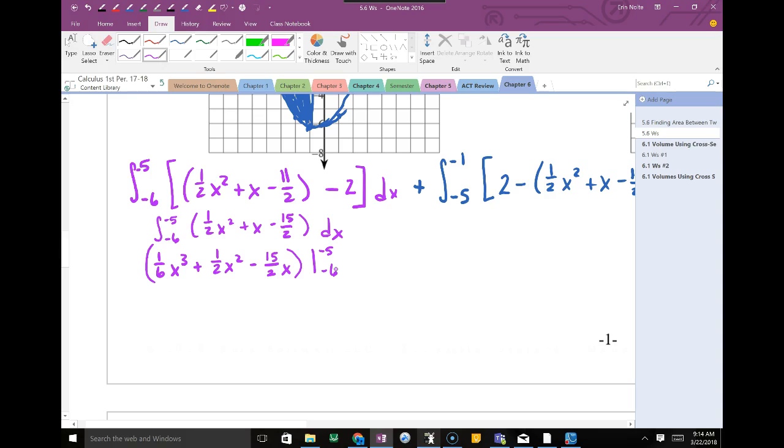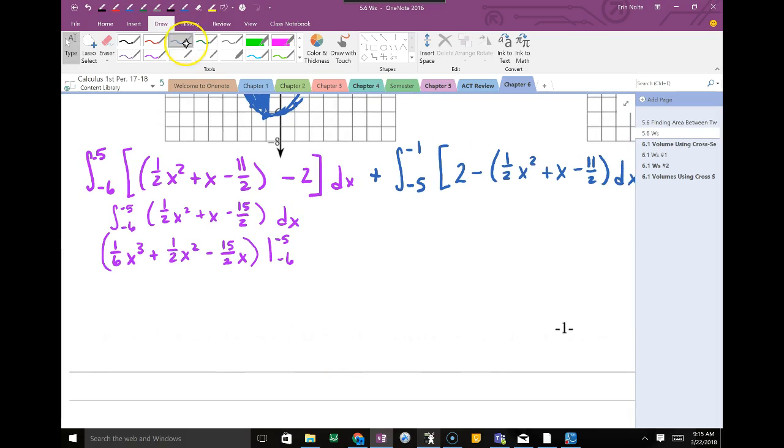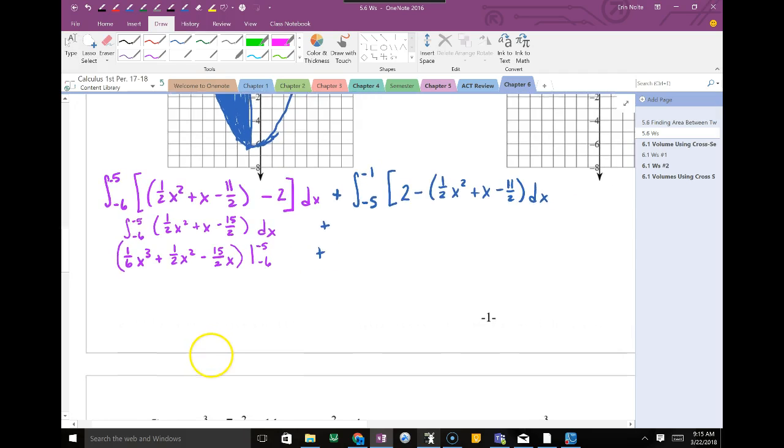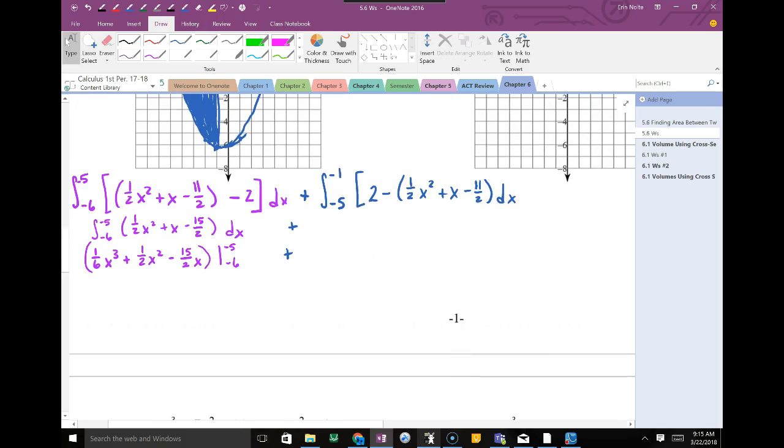Okay, I want you to stop there. We're going to move over to the blue function because I'm going to show you a trick after we do this blue side. Okay, so on the blue side, the first thing I'm going to do is combine my like terms. And I want you to notice something about what happens on this other one.